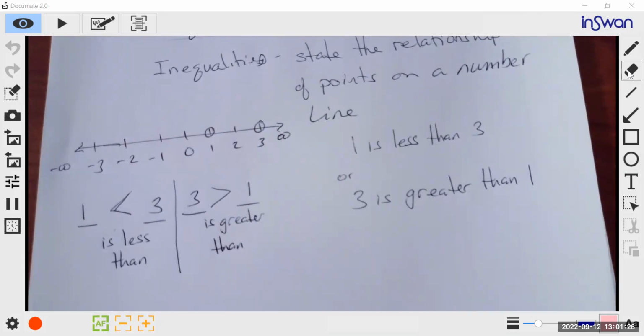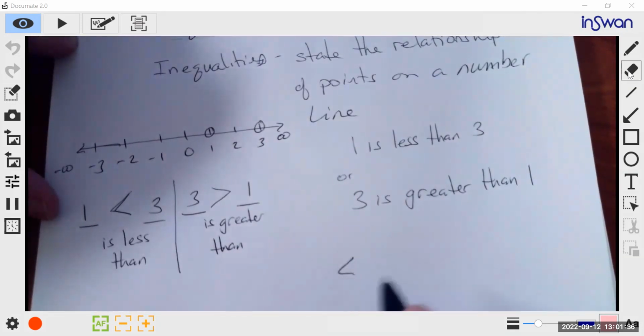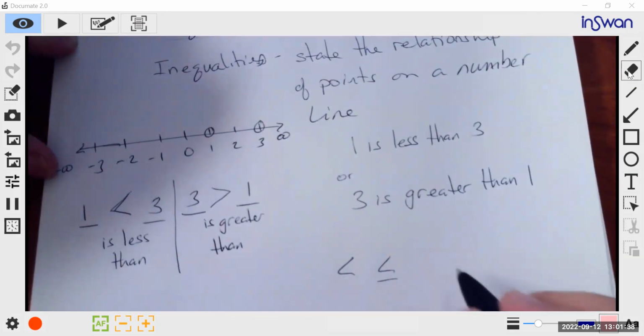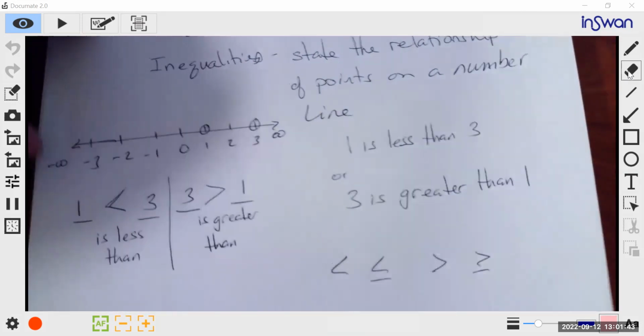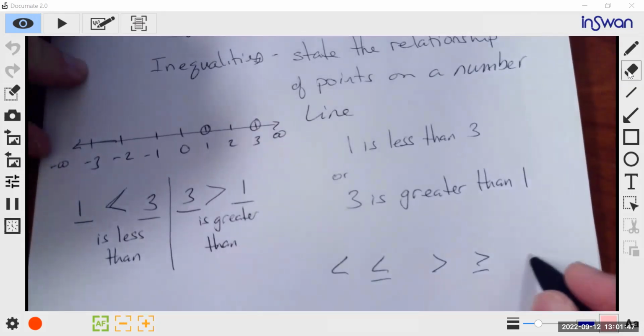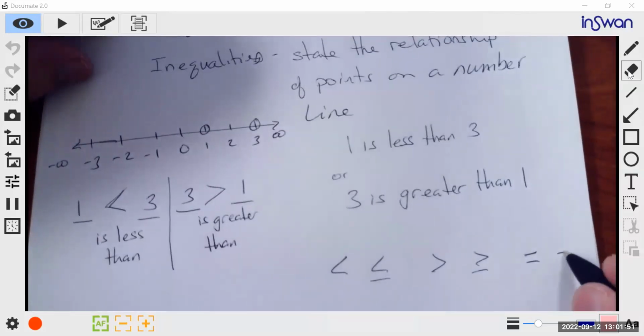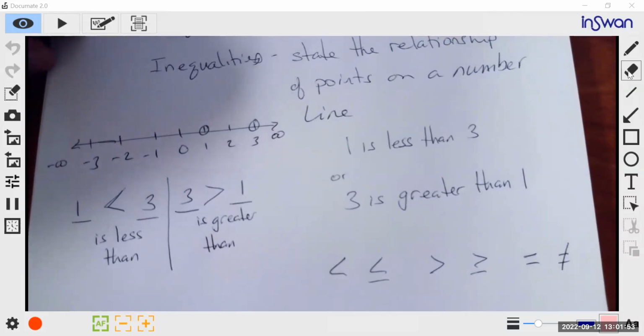Now, how many different rules are there with inequalities? There's less than or equal to, greater than or equal to. Oh, there's an equal. Okay, then there's an equal to. Then since there's an equal to, there has to be a not equal to.